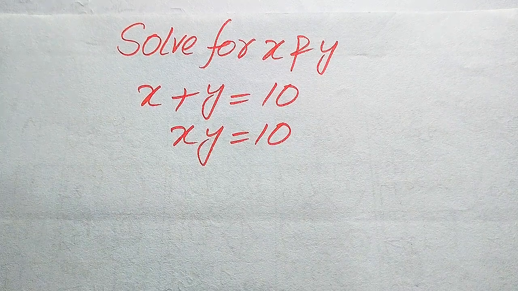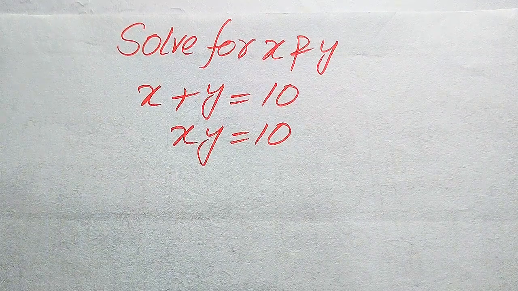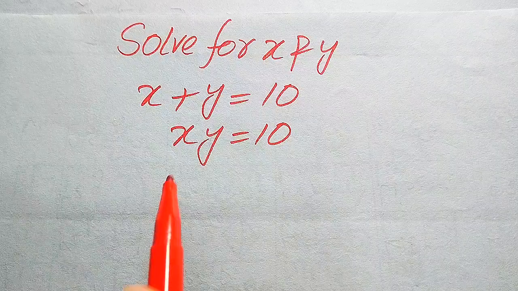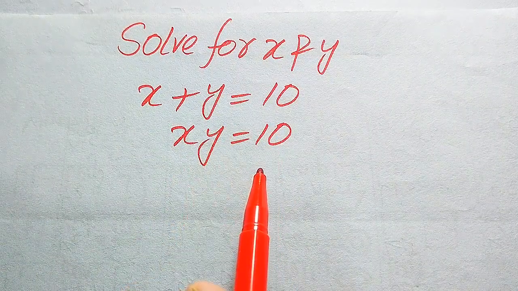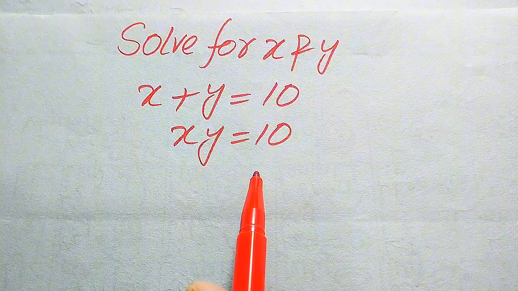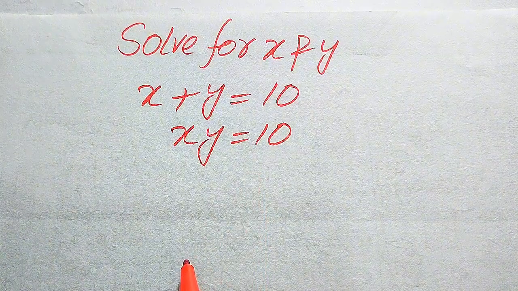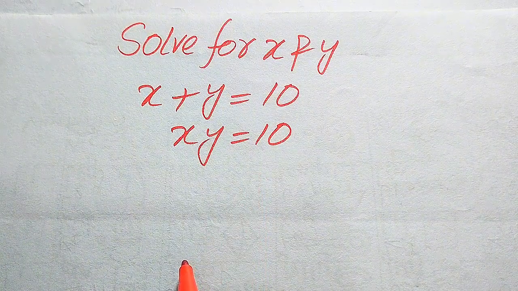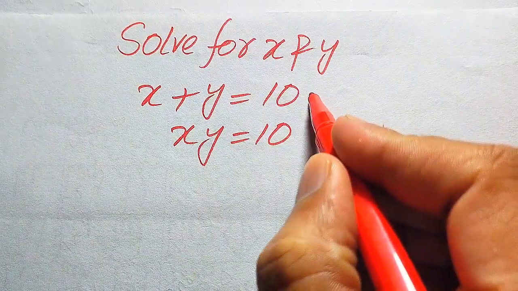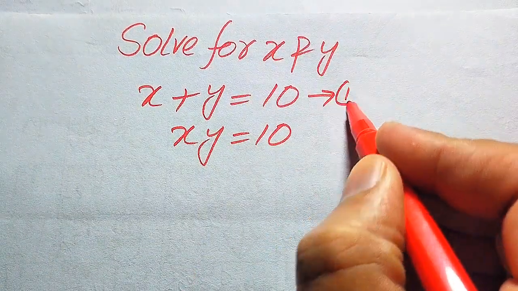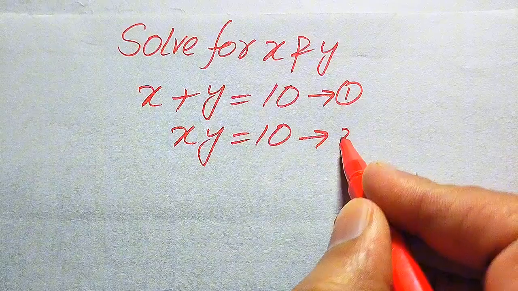Hello everyone, how to solve this problem for the values of x and y if we have x plus y equals 10 and xy equals 10, and we solve this problem for all the values of x and y. So here first we call this our equation number 1 and we call this our equation number 2.